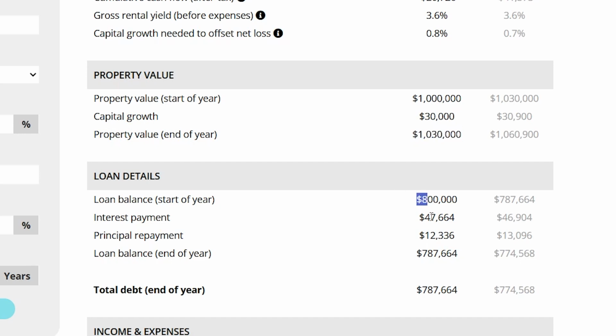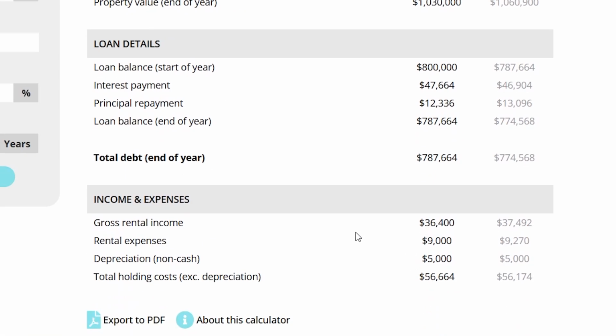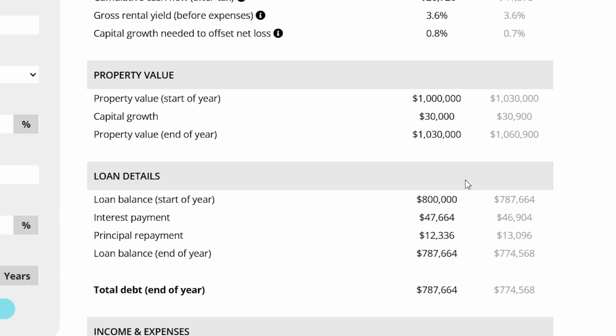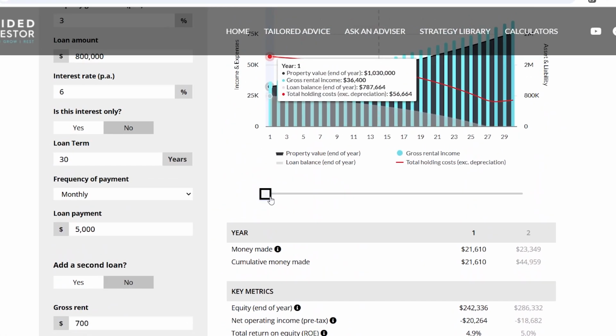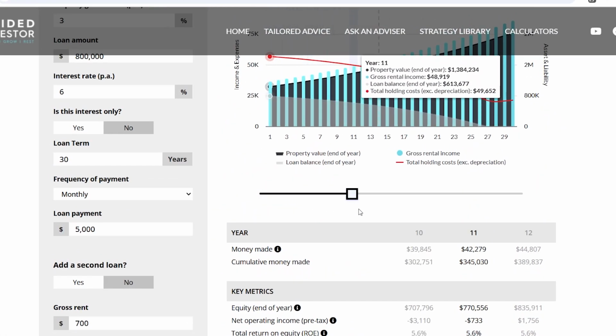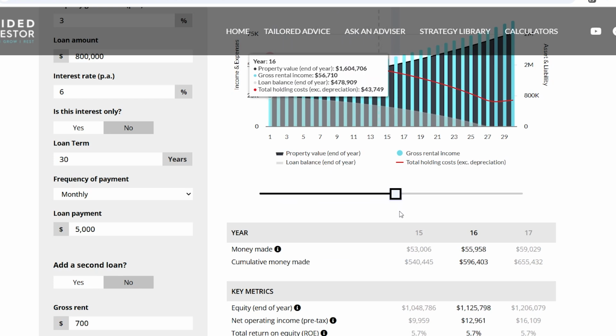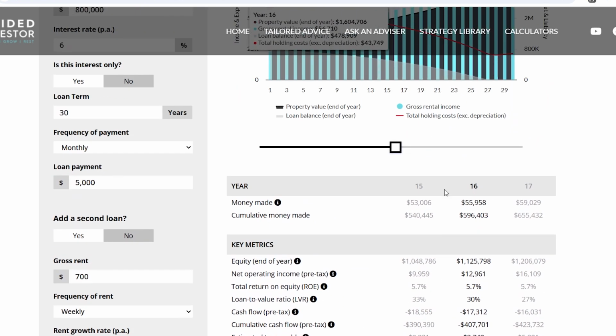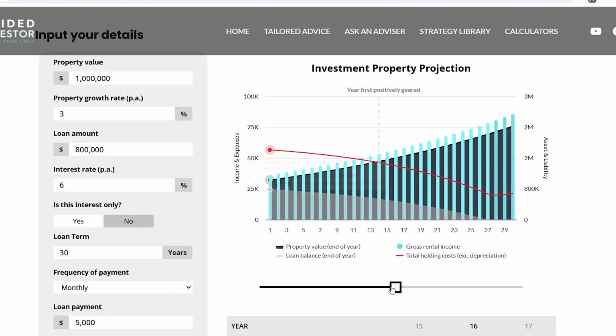Loan details, again, we can see the breakdown of interest, principal, the ending loan balance. In terms of income and expenses, we've got the gross rental yield, the rental expenses in there. We've got the depreciation, which is a non-cash item. And then we've got the total holding costs excluding depreciation, which also factors in the loan details. So you can, again, have a look over the different years, how it's going to play out over time in terms of how it's going to impact your cash flow, how it's going to impact your asset position.